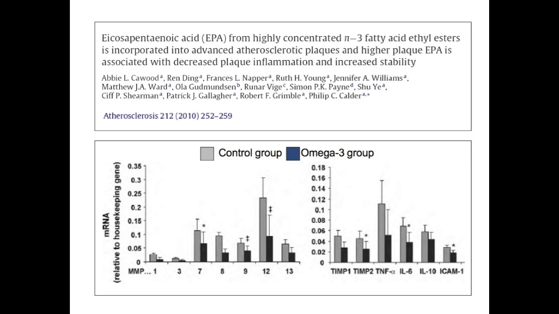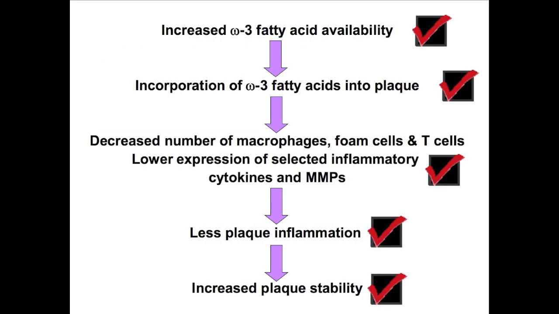So essentially these are all inflammatory chemicals, including some of these matrix metalloproteinases that degrade the cap and make it thin and vulnerable to rupture. The control group is in grey, the omega-3 group is in black, and you'll see that whatever's measured is always lower after omega-3s than control. So remember, these people had built up their plaques over decades, and in a few weeks of treatment we could reduce the inflammation. So what we think is increasing availability leads to incorporation of those fatty acids in the plaque.